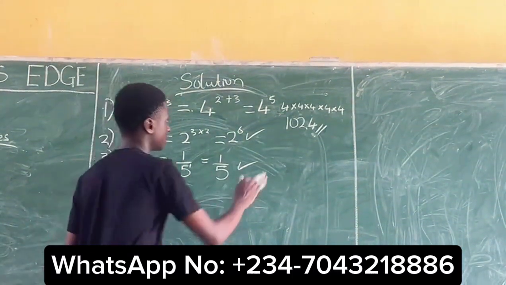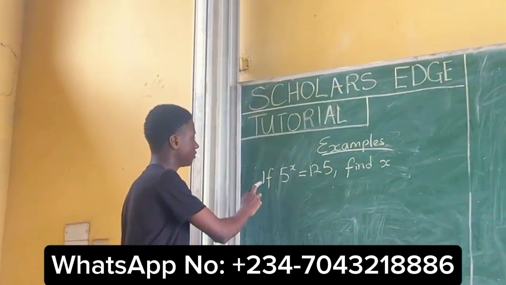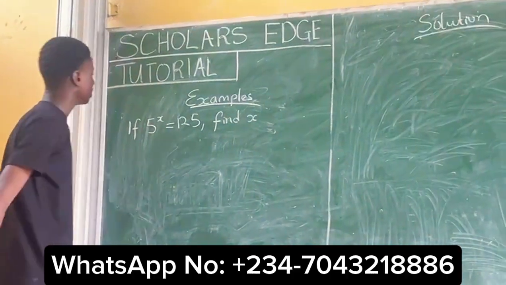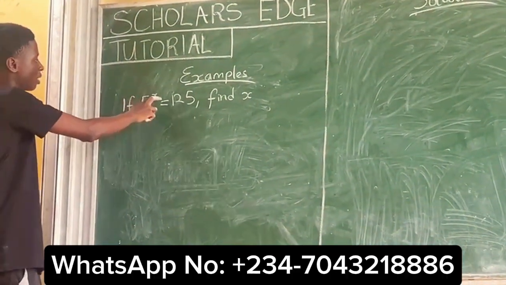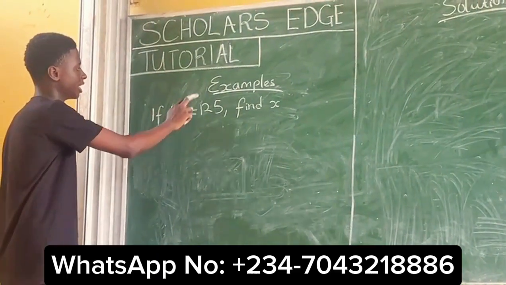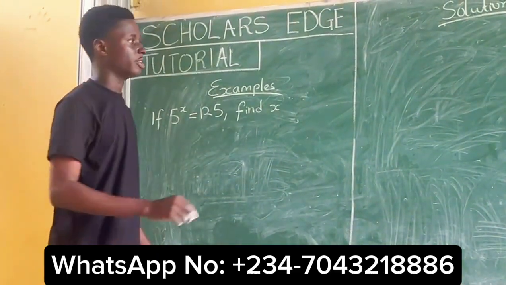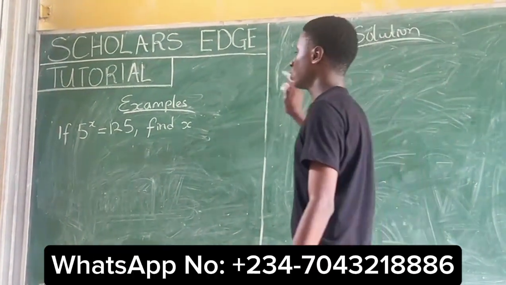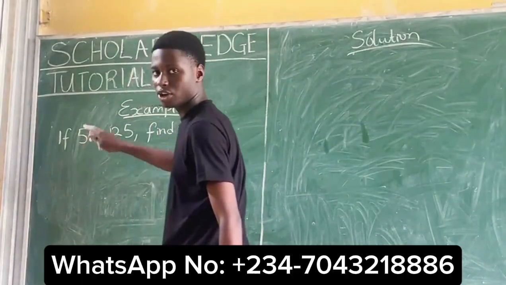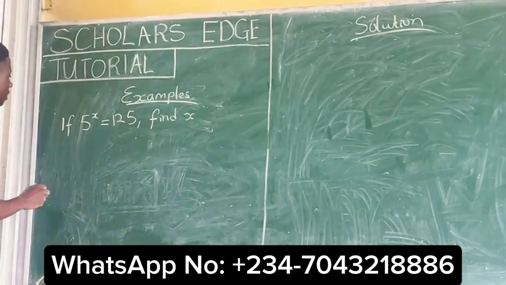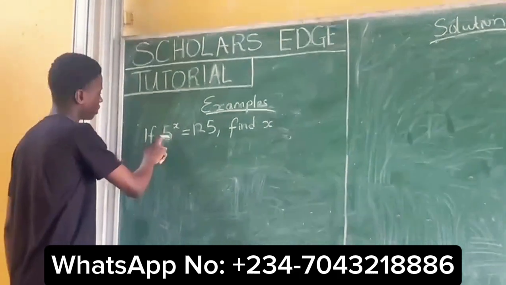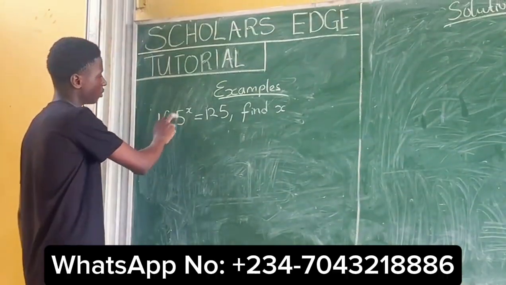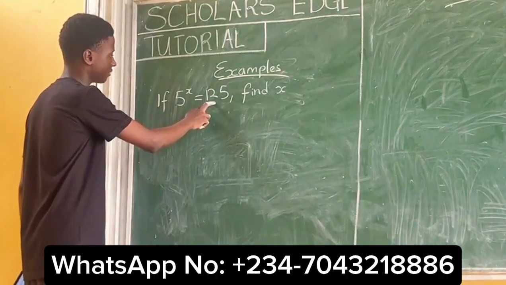So the same thing applies to this. Looking at another question, it says if 5 to the power of x equals 125, find x. They are only asking what power will you raise 5 to that will give you 125. This is very easy to solve. So first of all, you have to express 125 in terms of 5. This is the base. What index will you raise this base to that will give you 125?